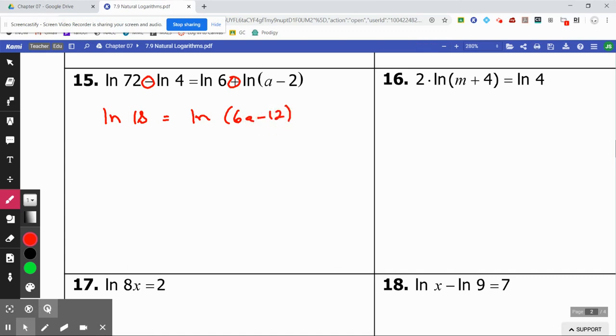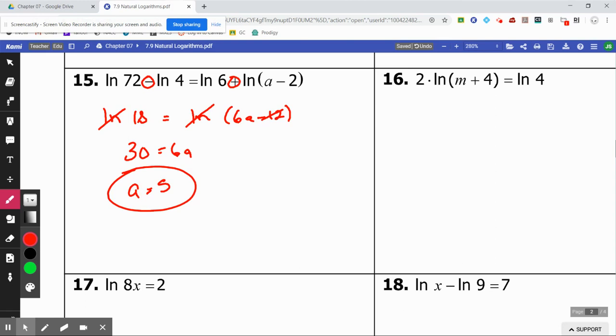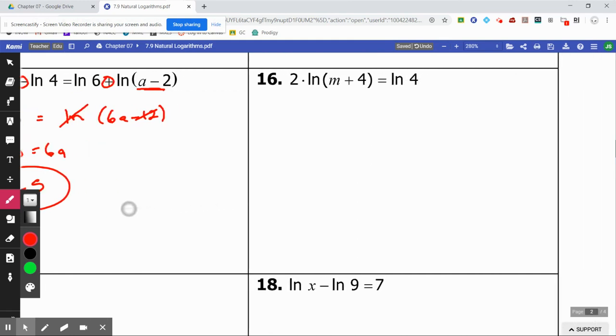And again, now that I have a natural log equals a natural log, I can get rid of those and simply solve what's left. Move the 12 by adding. That'd be 30 equals 6a, so a would have to be 5. Always check it. Can I plug in 5 here, and you'd get 5 minus 2, which is natural log of 3, so that would be perfectly fine.